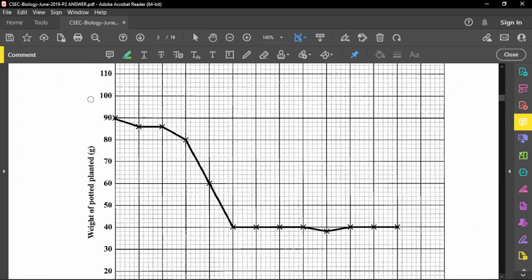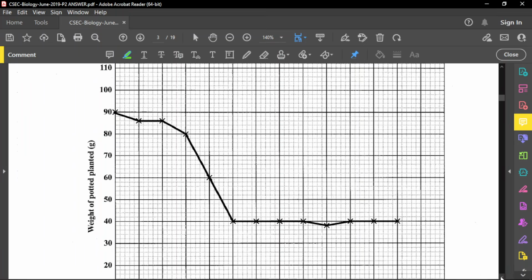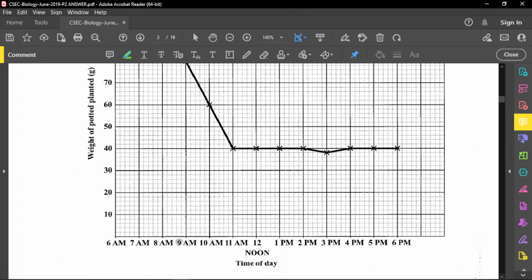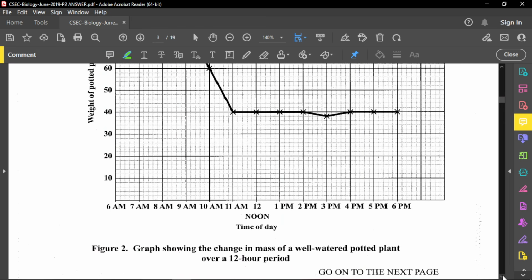And so the graph that is given here, if you notice the shape of the graph, you have pretty much a decline going down, and then it kind of stabilizes, and then a slight decrease right here as well. And then it kind of stabilizes again. All right, and this is the time on the X and the weight of the potted plant on the Y in grams. So you want to make sure you know that. The units that are used are what they're actually measuring.